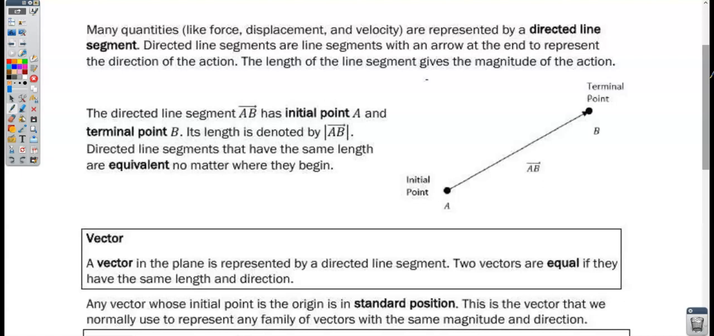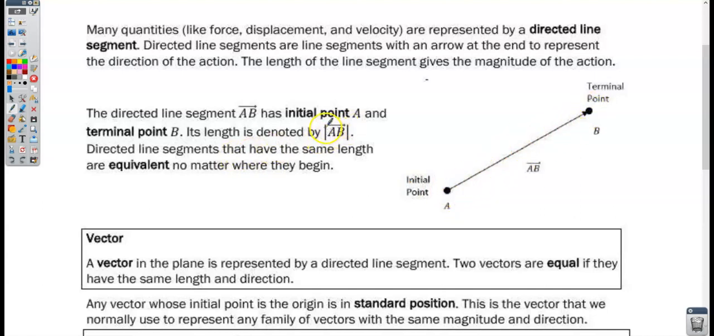There's a lot of quantities that are represented by directed line segments. Most people know those directed line segments as vectors. Directed line segments are line segments with an arrow at the end to represent the direction of the action. So for instance, you see one of these directed line segments here with initial point A and terminal point B, which goes from there to there.